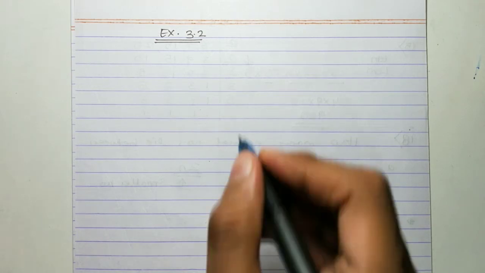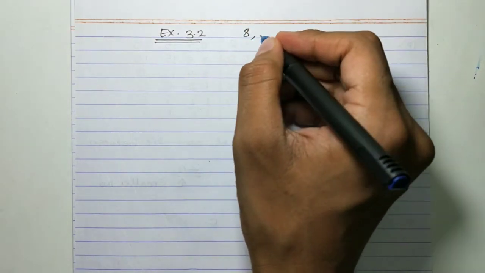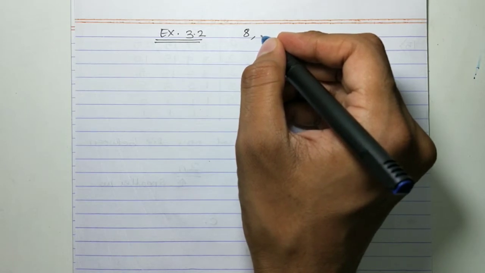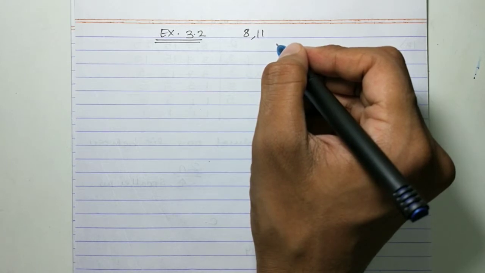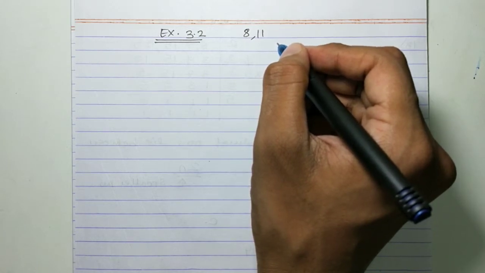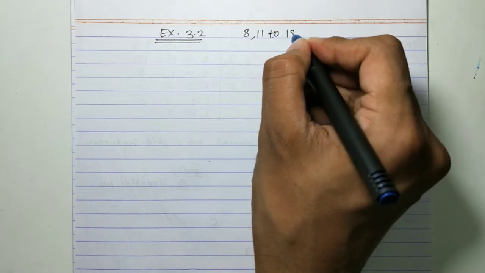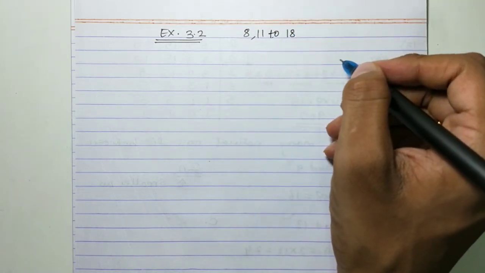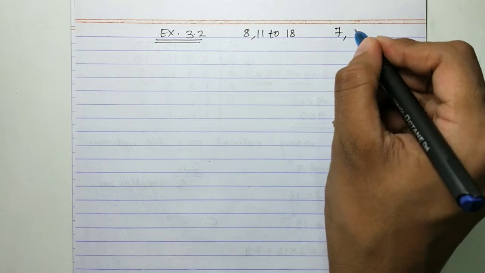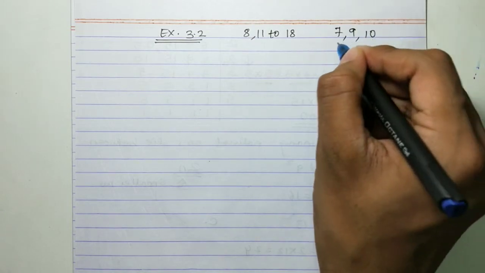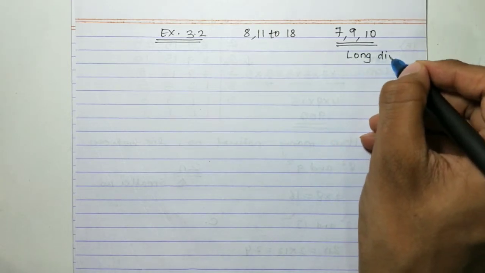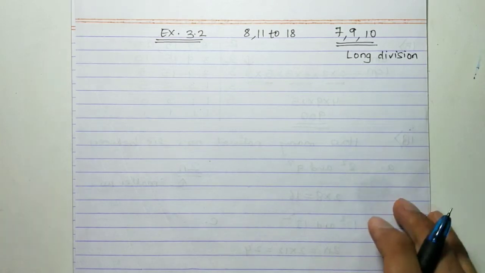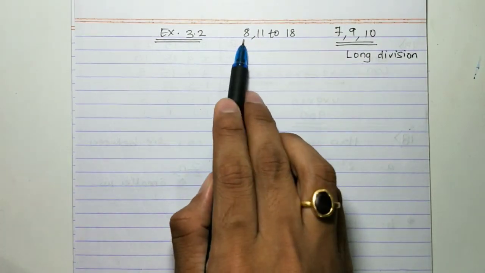In this video we will be doing question number 8, 11 to the last number, that is 18. Questions 7, 9 and 10 will be done in a separate video because they are based on long division. So let's start with question number 8.